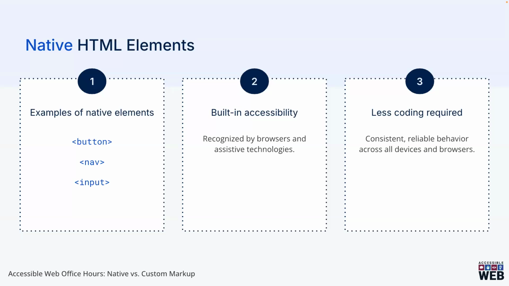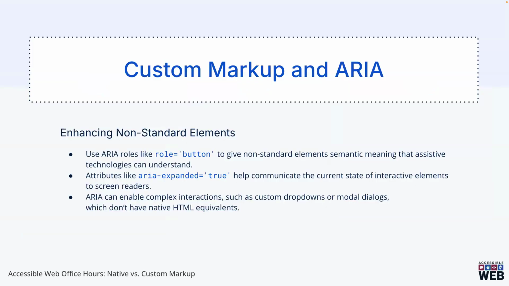Simpler code. With native elements, you avoid the need for complex scripts and styles to replicate functionality. This simplicity not only makes development easier, but also reduces the likelihood of introducing bugs that could impair accessibility. In essence, native elements allow you to focus on content and design rather than on recreating functionality that the browser already provides. Now let's talk about custom markup and the role of ARIA.